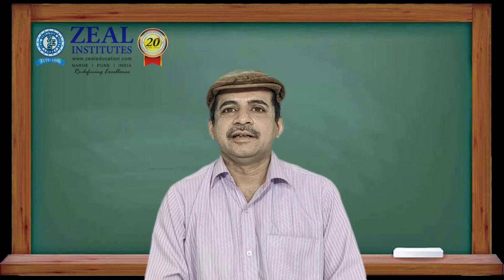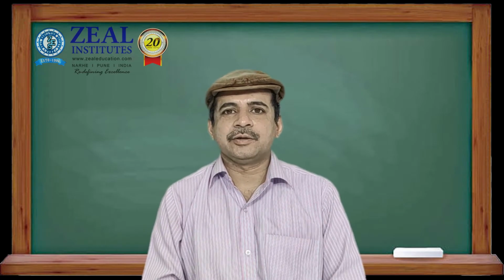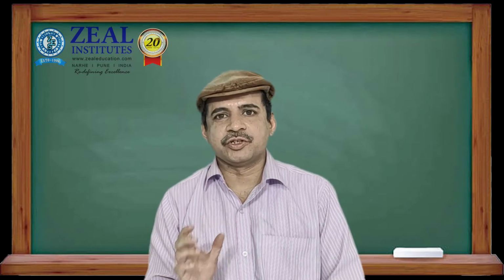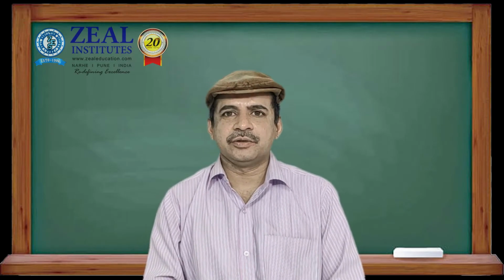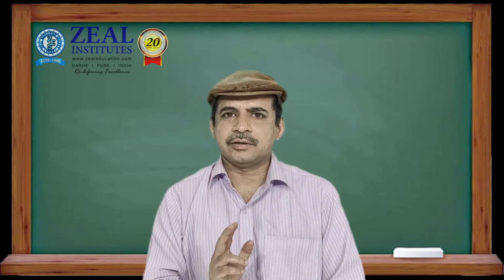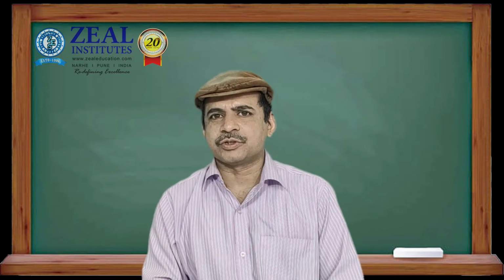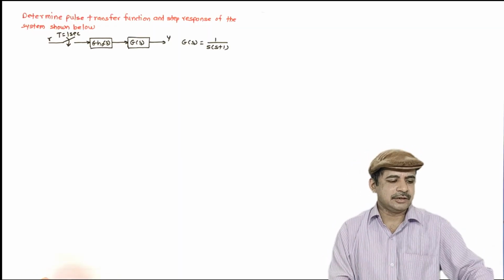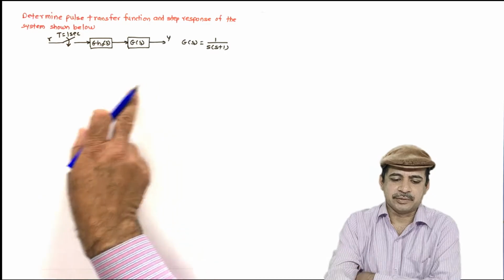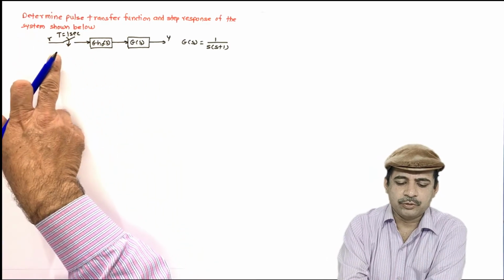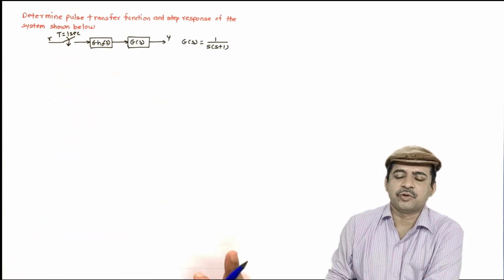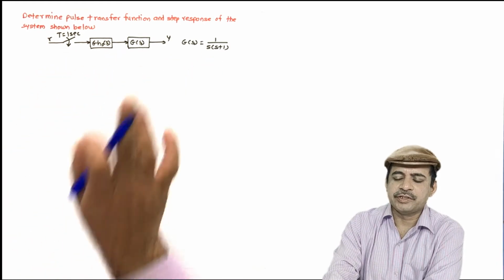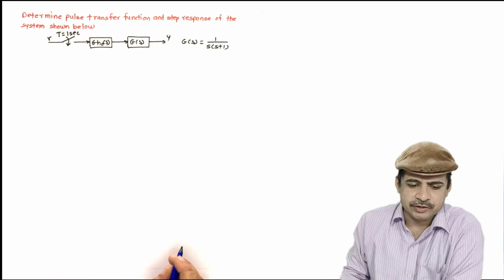Welcome back. In the previous lecture, we have solved a few examples on determination of pulse transfer function for the systems with zero order hold. In continuation to the previous lecture, we will solve a couple more examples to strengthen the concept. So let us consider this example. Here we have to determine the pulse transfer function followed by the step response. The system is the same, however G of s is changed. So let us start solving this numerical example.